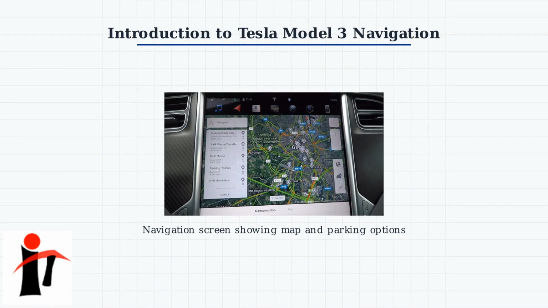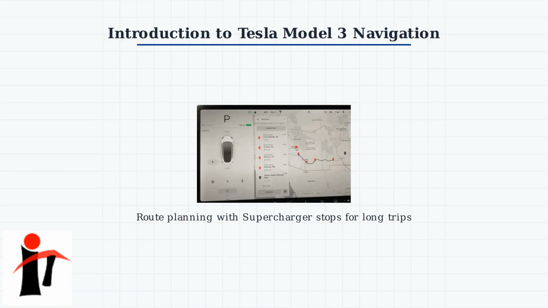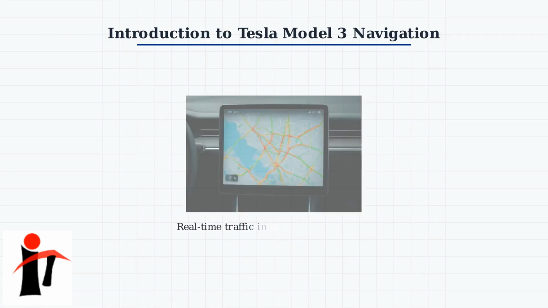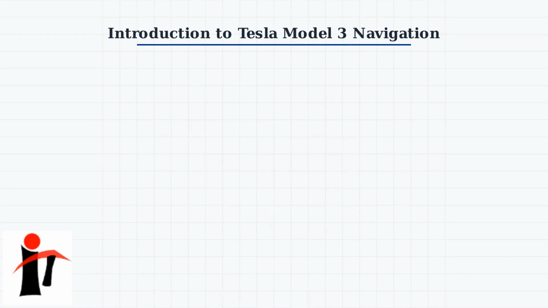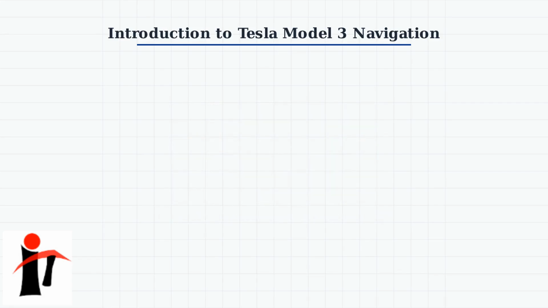Let's start by exploring the navigation interface on your Tesla's touchscreen. The system helps plan routes with charging stops for your electric vehicle. Real-time traffic data helps you avoid congestion and find the best routes. Your Tesla uses GPS and cellular connectivity for accurate navigation. Get ready to explore all these navigation features in the upcoming sections.